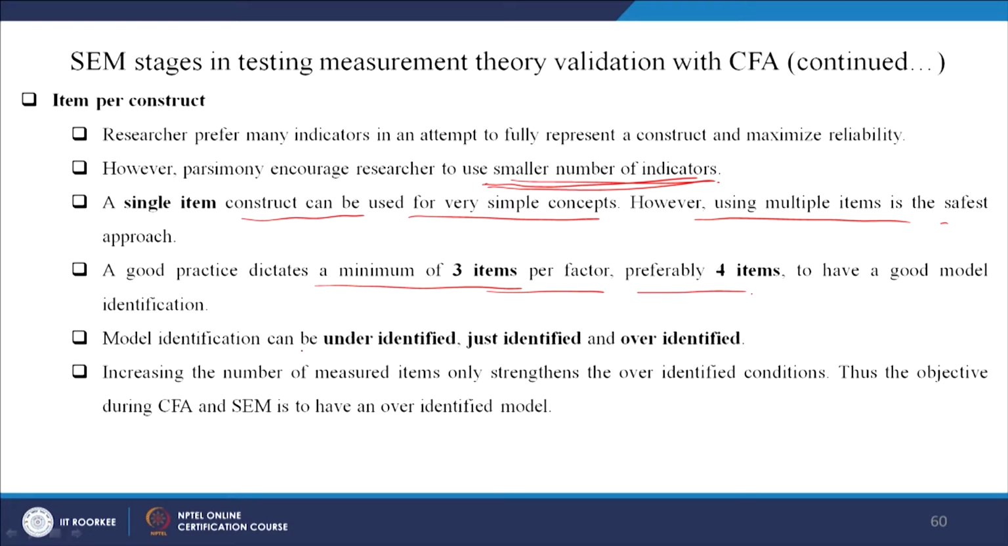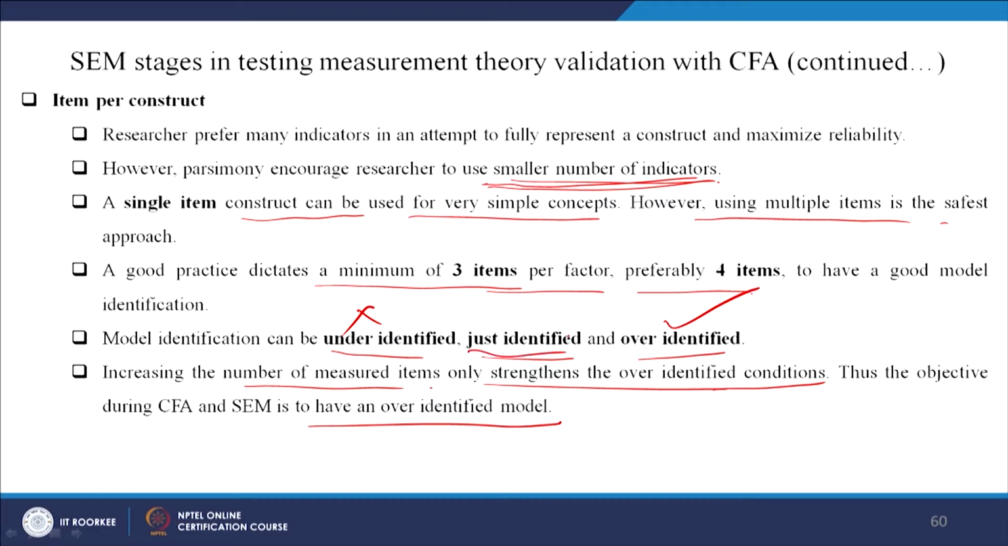Sometimes a model can be under identified, just identified or over identified. Now what does it mean? People must have heard or read about it, but they are sometimes very confused, so let me explain. When you increase the number of measured items, it only strengthens the over identified condition. Thus the objective during CFA and SEM is to have an over identified model. I will show you that it is always better to have an over identified model than an under identified model, right.